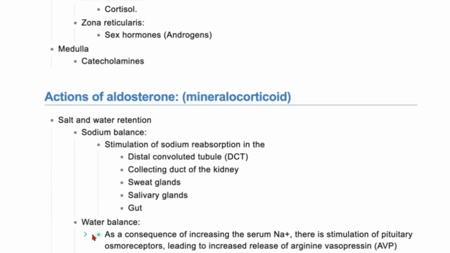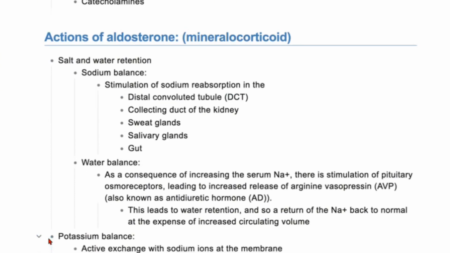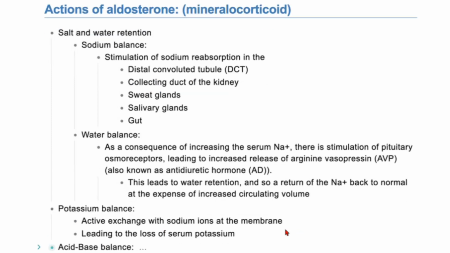Water balance, again, increasing the serum sodium inside the tubules will attract more water, right? So it will lead to salt and water retention. This is what it means. Potassium balance, again, it works on the potassium and the hydrogen. It will, exactly, so you can lose some potassium, and also the hydrogen maybe exchange with the sodium as well. So basically you can get metabolic alkalosis or paradoxical aciduria due to more hydrogen in the urine.